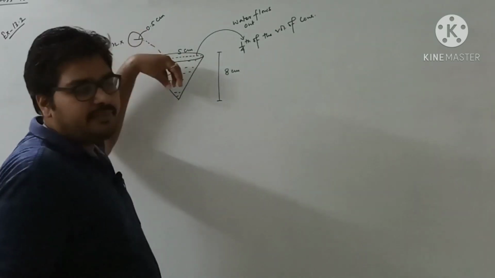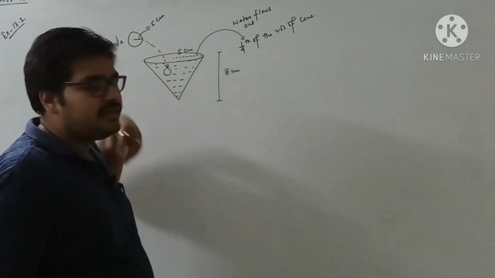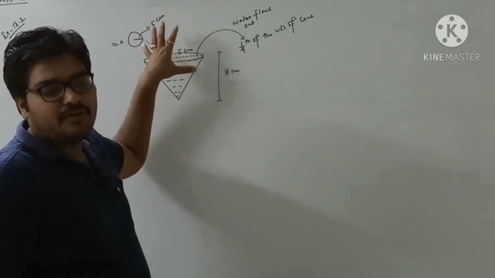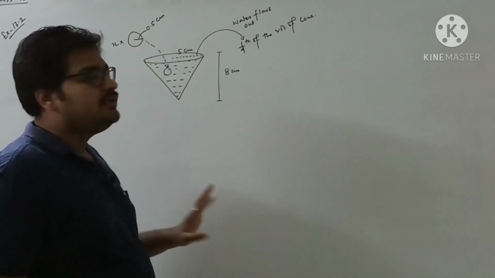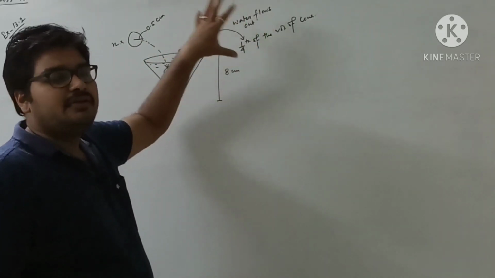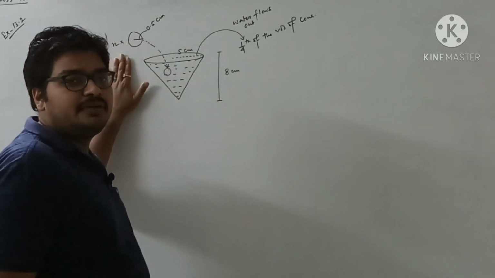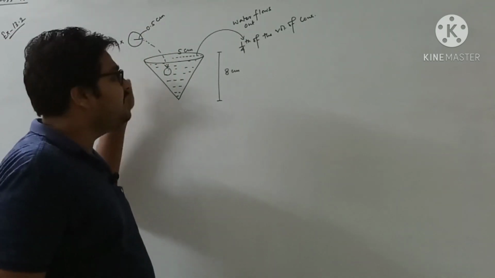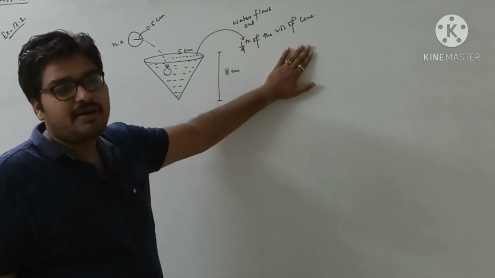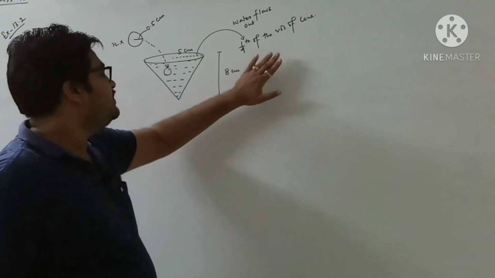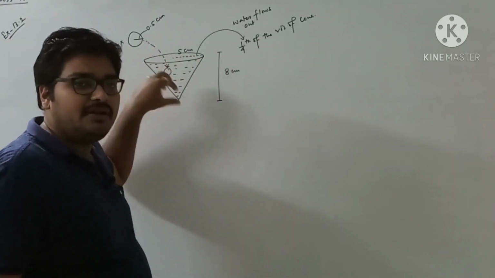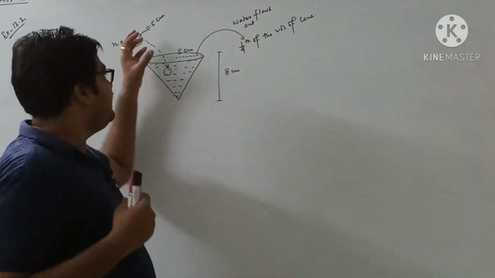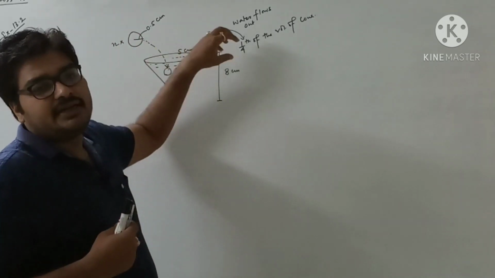N number of lead shots you have dropped in the water, and due to that 1/4 of the volume of the conical vessel, that water, has come out. This water volume should be equal to the volume of these n number of lead shots. So the total volume of n lead shots should be equal to the volume of the 1/4 of the water which has come out. Why? Because this water has come out due to the dropping of all these lead shots, and by Archimedes principle they will displace an equal amount of water according to their volume.